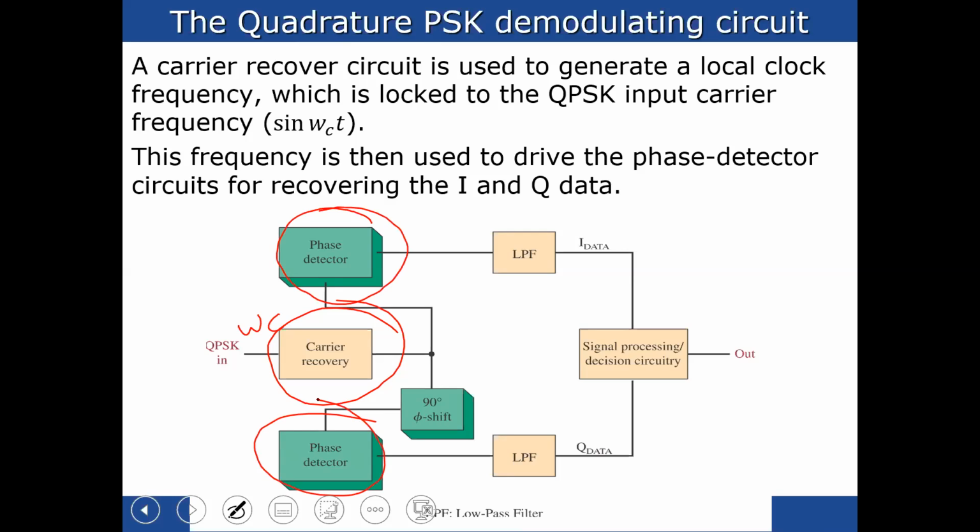One of them will take the signal in phase. The other one will take it 90 degrees out of phase. So that's why this is the I path, where you find the I data, and this is the Q path. I always refers to in phase, so this is in phase with the original signal. This is 90 degrees phase shifted from the original signal.